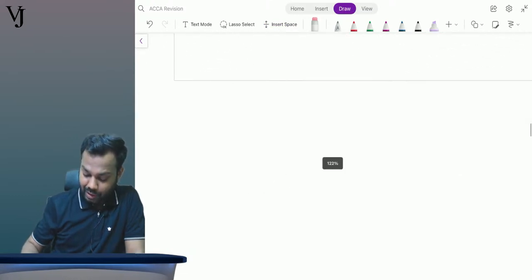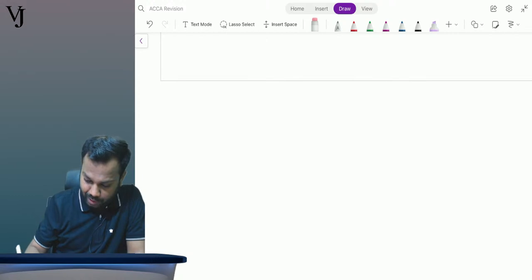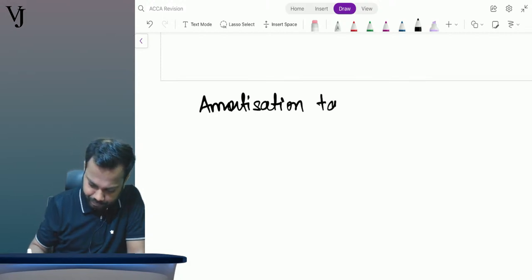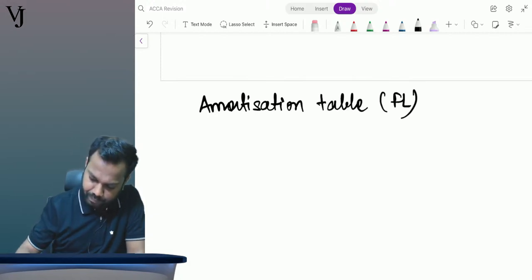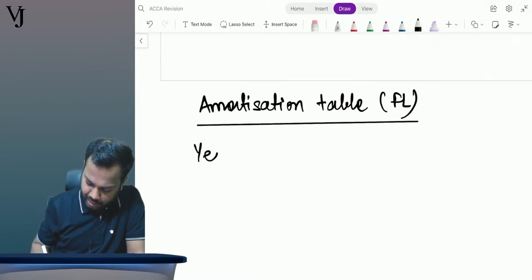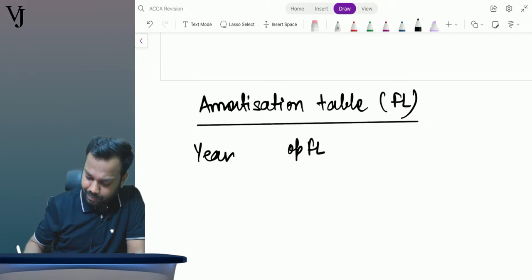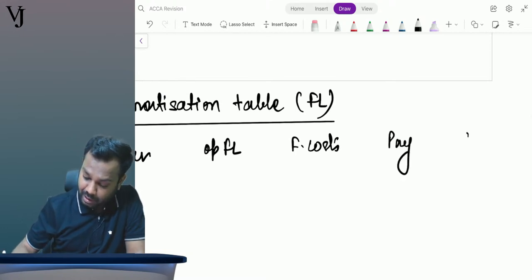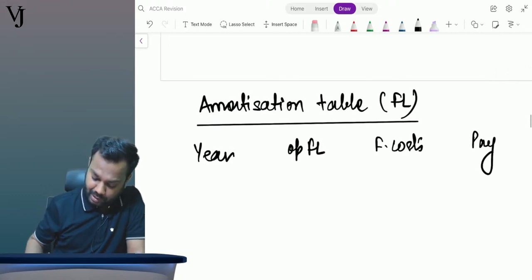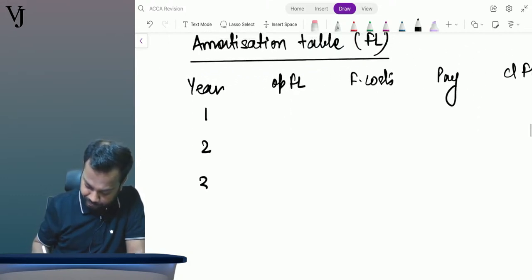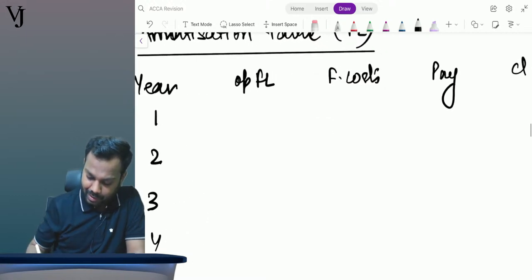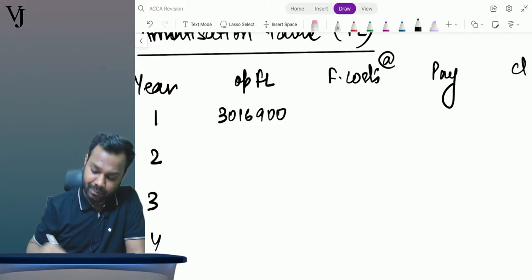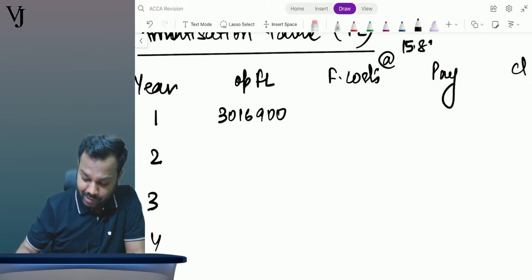I'll prepare an amortization table, which will help you in understanding it. Amortization table for FL. Year, opening financial liability, finance costs, and payments, then closing financial liability. So opening is how much? Year 1, 2, 3, 4, 5. Opening financial liability is how much? 3016900. Finance cost at the rate of what? Tell me. At the rate of effective interest rate is 15.86%.